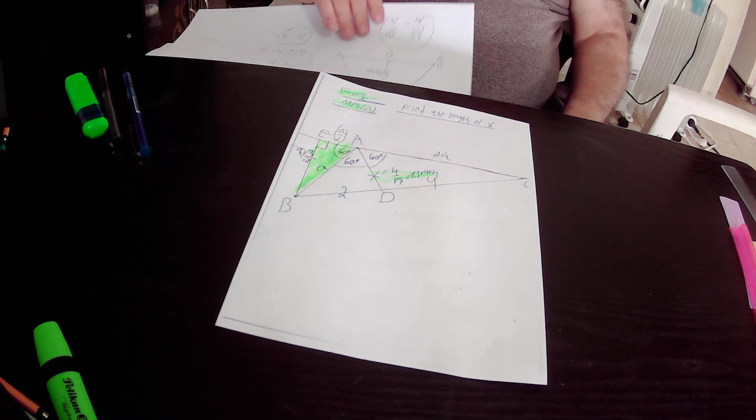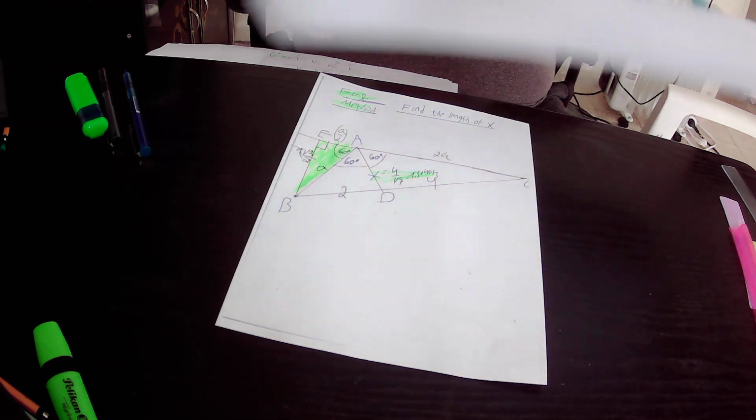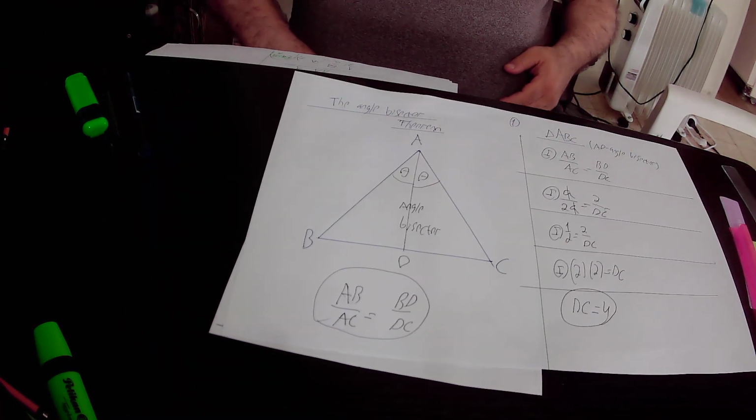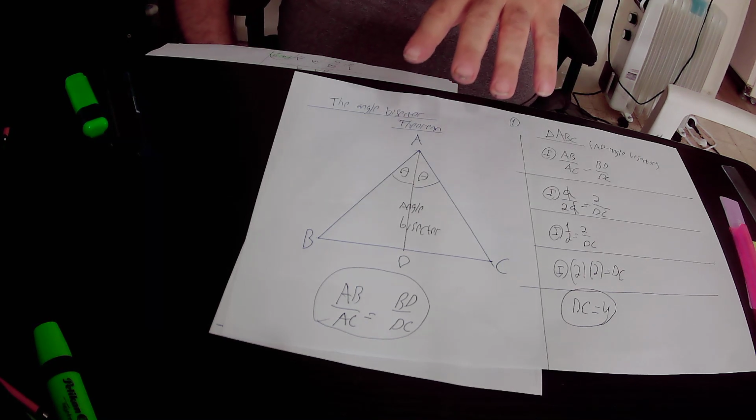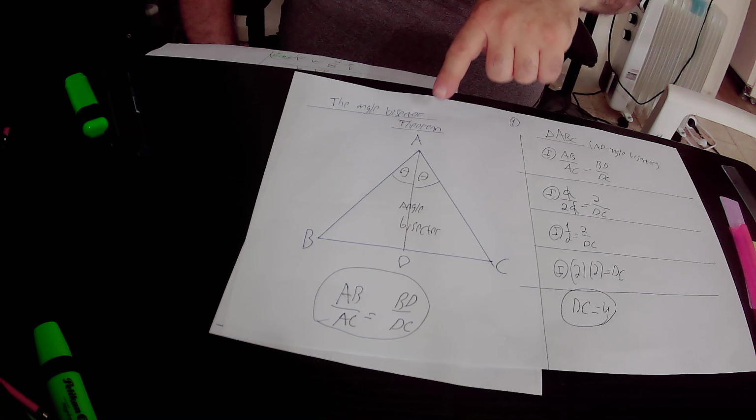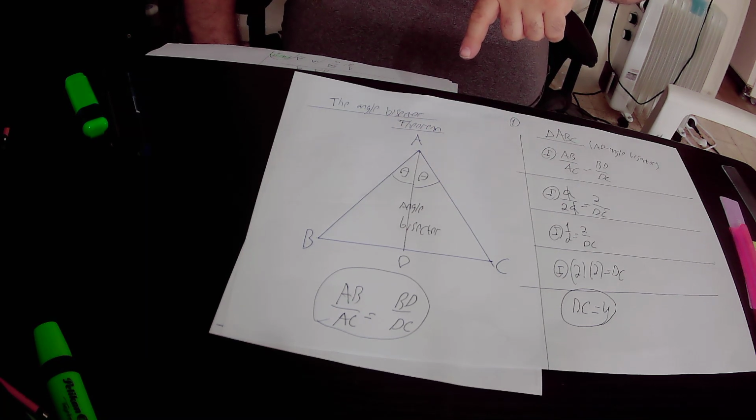So first of all, I presented to you the angle bisector theorem. The angle bisector theorem is for any triangle. So if we have this triangle ABC, that could be any triangle, and we have line segment AD, that is actually the angle bisector. Why is segment AD the angle bisector?